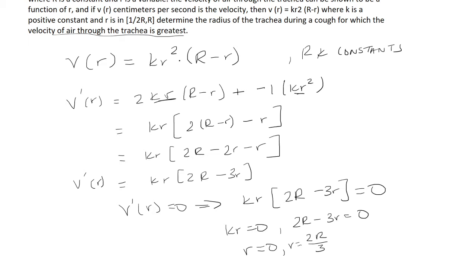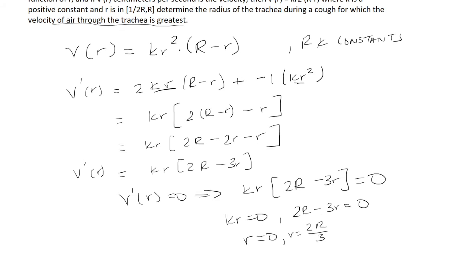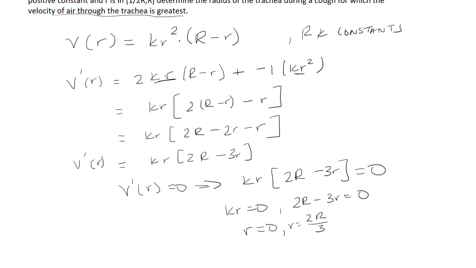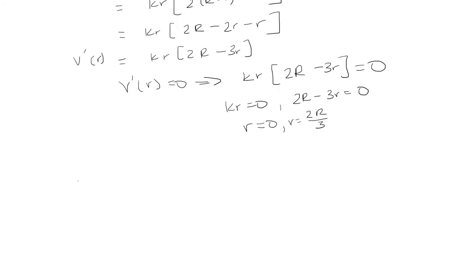Now we want to see which one is going to be bigger, so we have to classify the critical points. But you could probably guess that a radius of 0 is not going to be the answer. You can't have a radius less than 0; that does not make any sense. So we put 0 on the left here, and then 2 times big R over 3. We want to pick a point between 0 and 2R over 3, so let's just pick big R over 3.